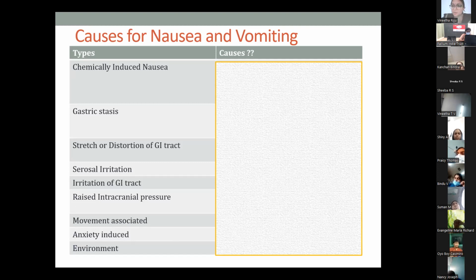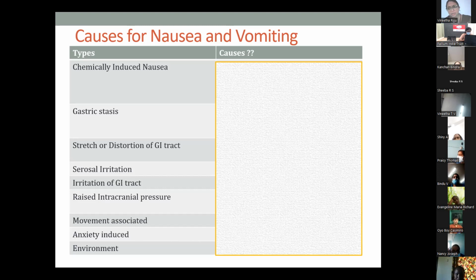Now, what about movement associated? What happens when most of us take a nice ride going to hill stations? Motion sickness. Yes, motion sickness can cause nausea and vomiting. And anxiety induced, like how we were talking about anticipatory vomiting for the person who was traumatized by chemotherapy. That also can be a reason. And environment. Can you tell me something about the environment? How can environment cause nausea and vomiting?